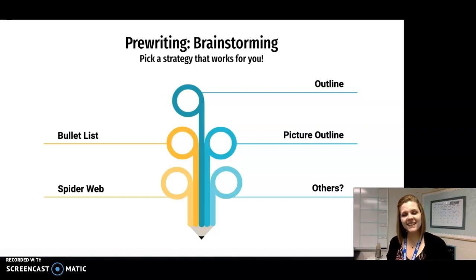And lastly, a part of the pre-writing strategy is to brainstorm. And so on this slide, I've given you 5 different brainstorming strategies that you can use as you work to select your topic. You can use a bullet list, you can use a spider web, an outline, a picture outline, or I'm sure there are many other brainstorming strategies that you can use as you prepare to pick your topic for our essay.